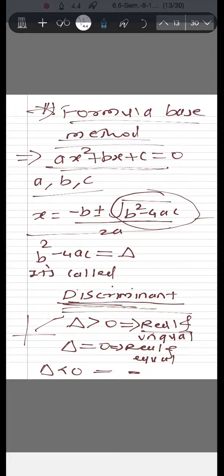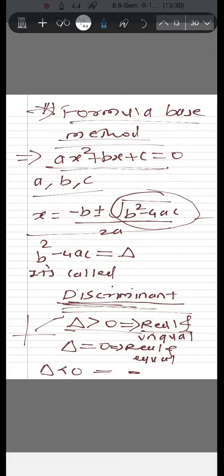So here, based on that, a total of three conclusions are there. First one, if it is greater than 0, then it's real and unequal. If it is equal to 0, then it's real and equal. And if it is less than 0, then it's imaginary. It's what? Imaginary. Okay.